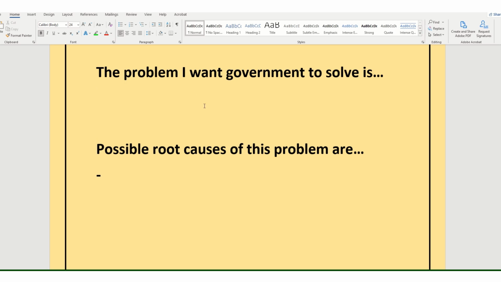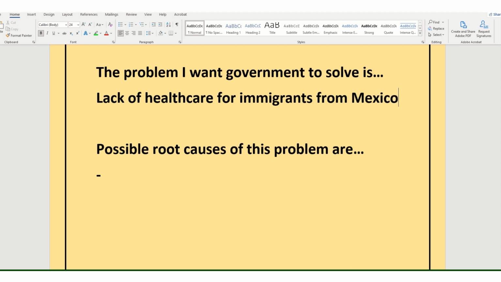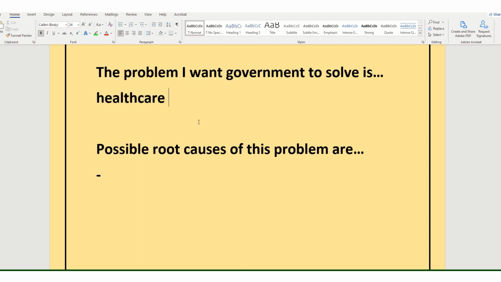Don't do this. The problem I want to solve is healthcare. Well, the problem with this problem as stated is that healthcare is actually a good thing, okay? So you need to restate this. Healthcare is not the problem you want to solve, it's the lack of healthcare. You can even narrow it down. Okay, you can narrow it down. Our immigrants from Mexico, right? You can make it even narrower, okay? So again, make sure that you're stating your problem as a real problem. So that would be improperly stated.